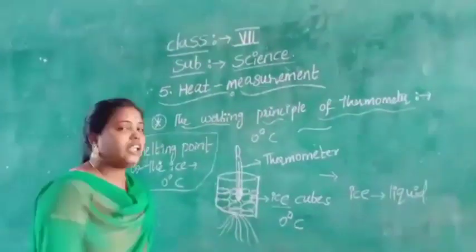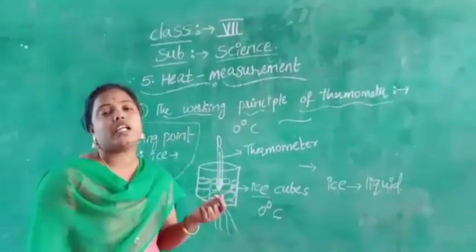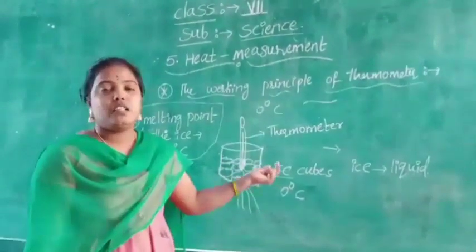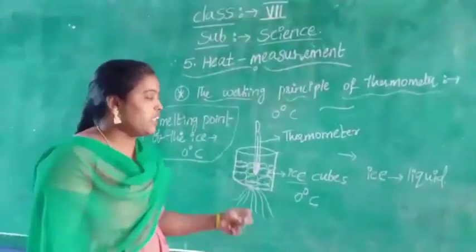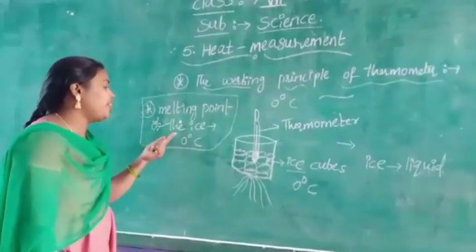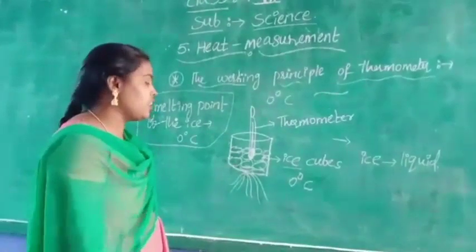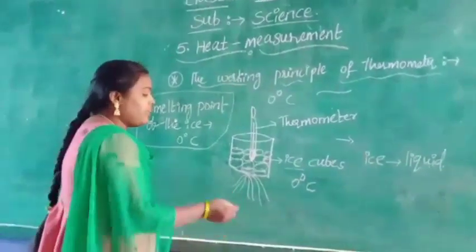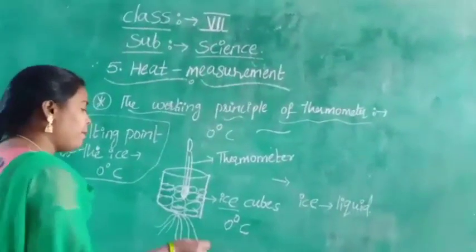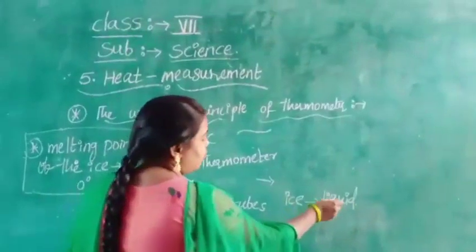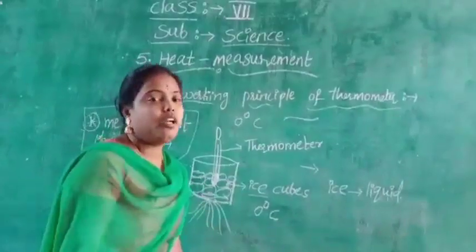When we give heat energy to the ice, what happens? At 0 degree centigrade only, the ice starts melting and is converted into a liquid. So that's why the melting point of the ice is 0 degree centigrade. You continue this process, and at a certain temperature the ice is completely converted into liquid.